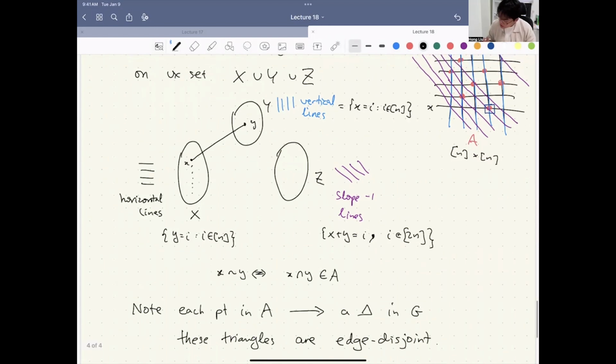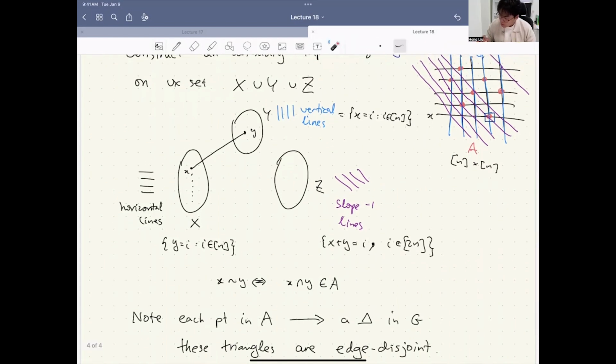This is also easy, right? This generates a triangle, this generates a triangle. For two different points, the triangles are edge disjoint. If you have two triangles sharing an edge, that means the corresponding three lines, there are two lines identical. If two lines are identical, this point is already fixed. So they cannot correspond to two different points in A. Okay?